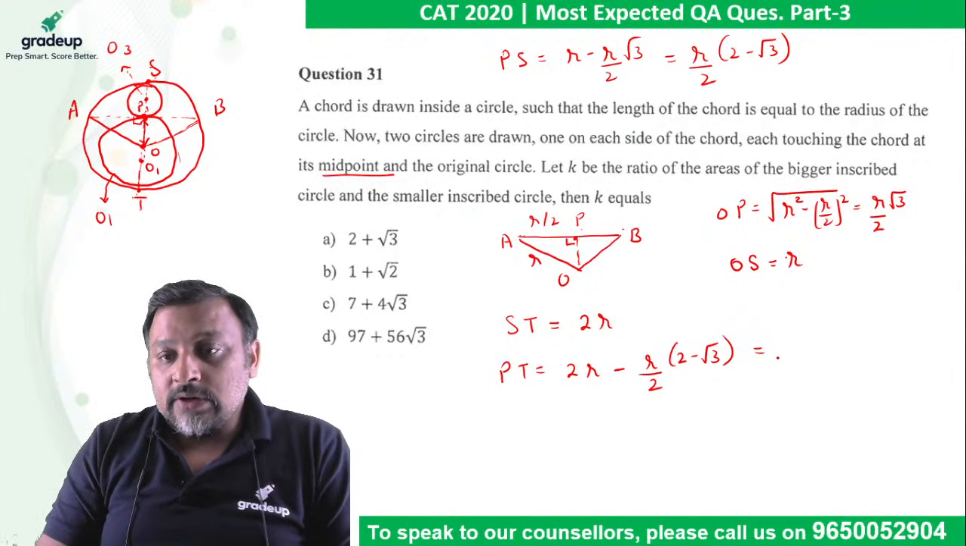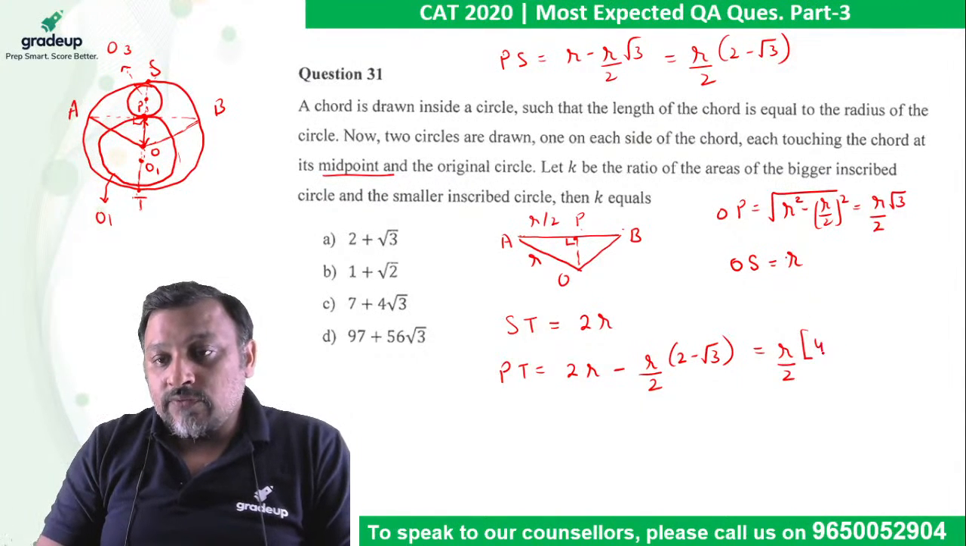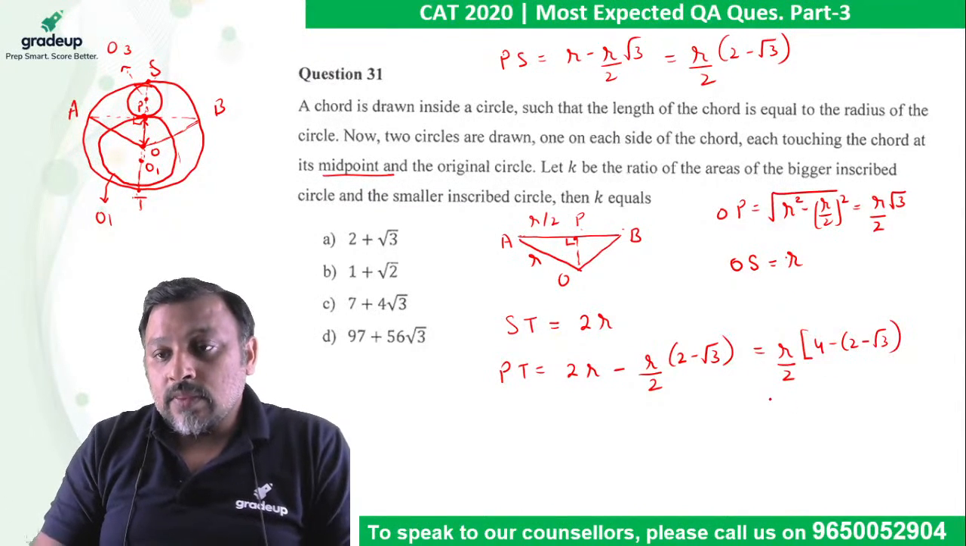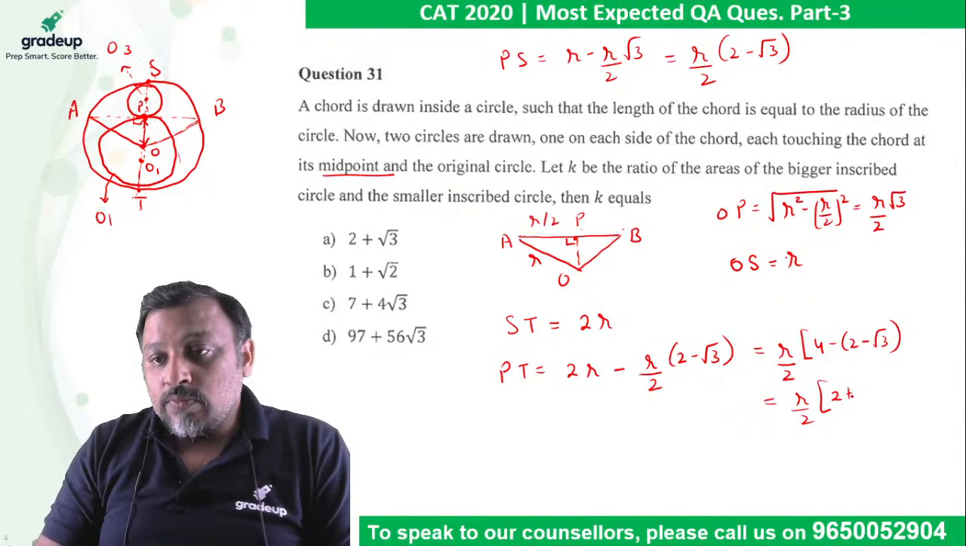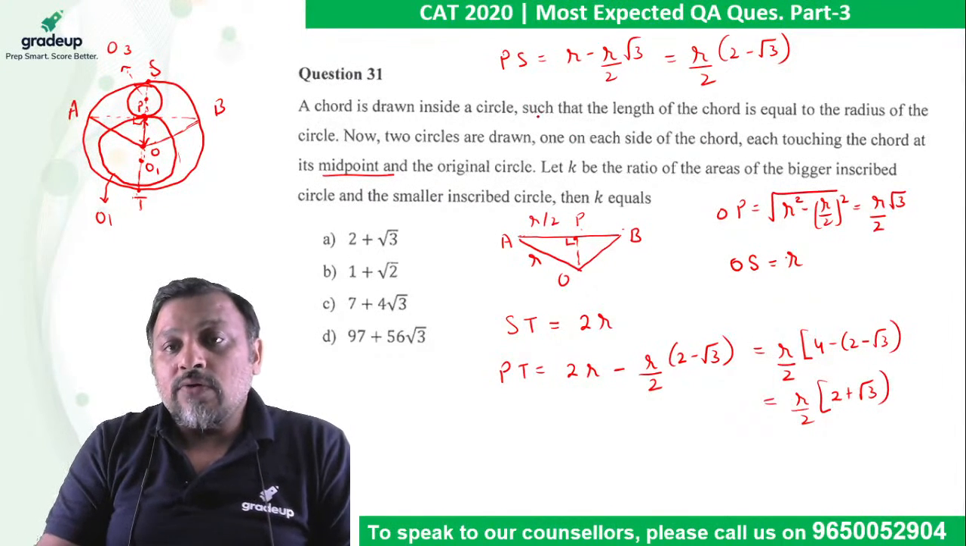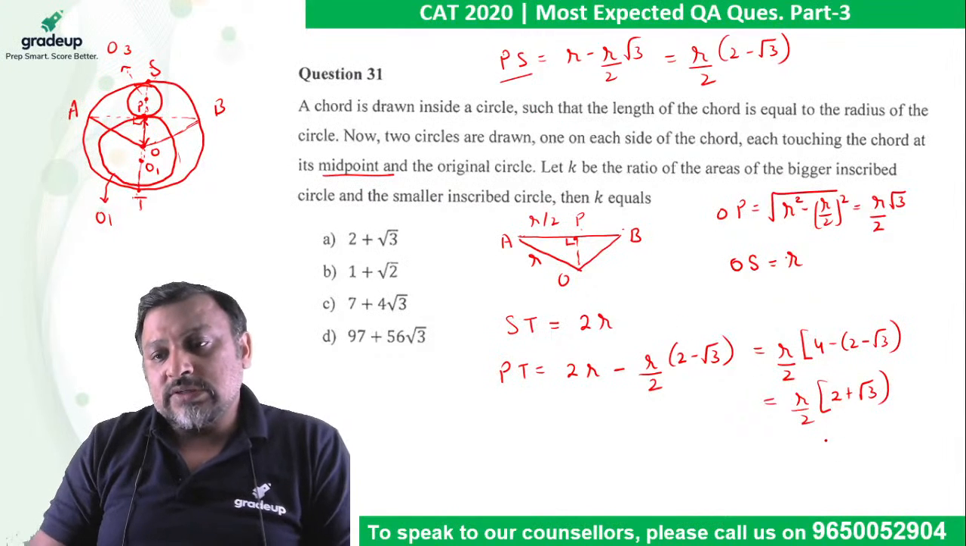Okay, which can be written as, if I take R common and 2 also common, so what you'll get is 4 minus 2 root 3, which is R by 2 into 2 plus root 3. So now we know the diameter of both the circles.